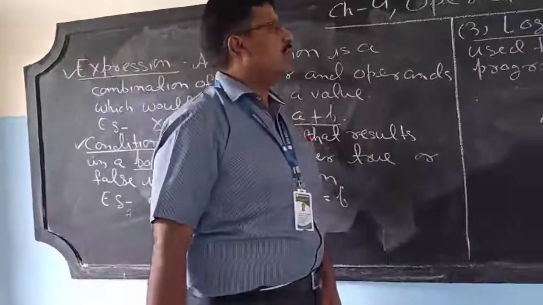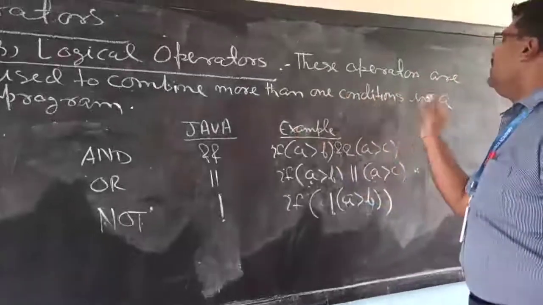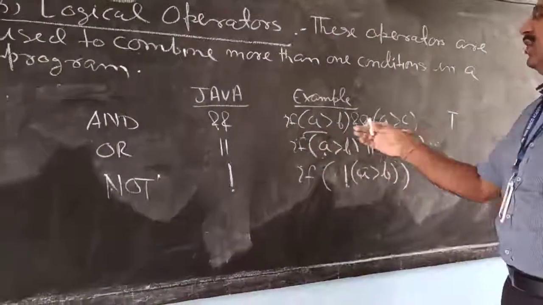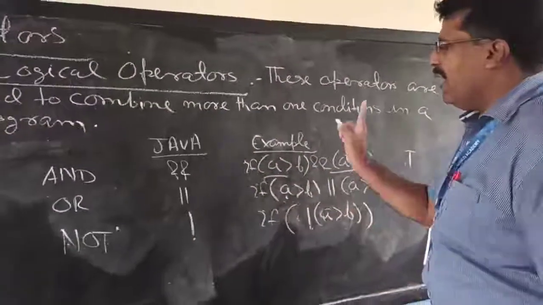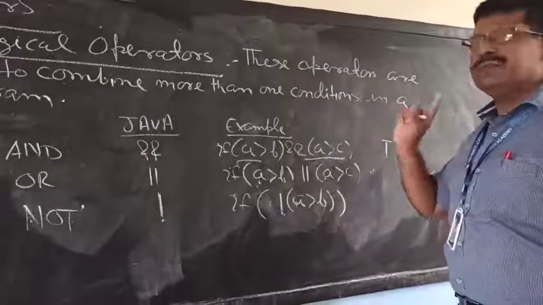Third, what we have learned today? Logical operators. These operators are used to combine more than one condition in a program. First condition, second condition, both are combined by the AND operator. How does the AND operator work? If all the conditions are true, then only the output comes true.